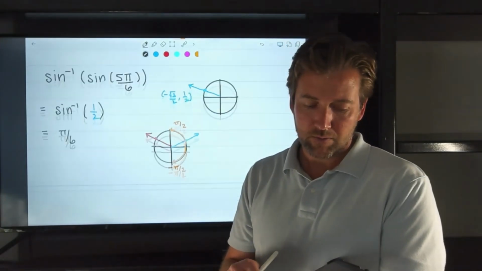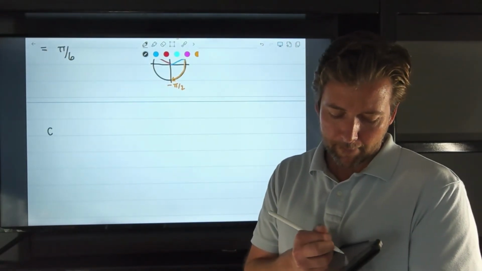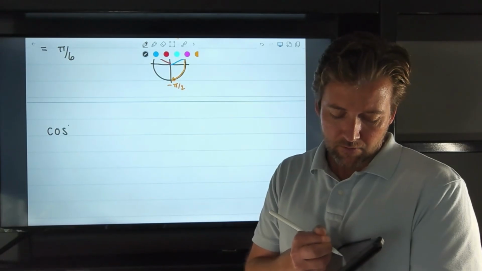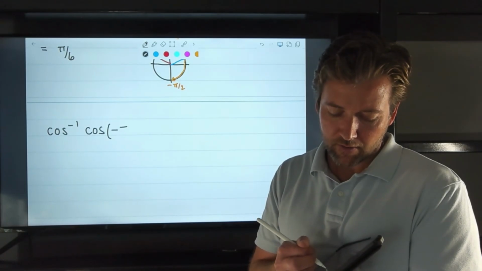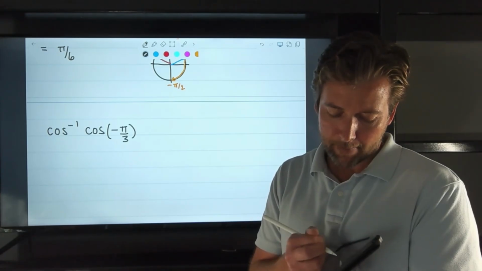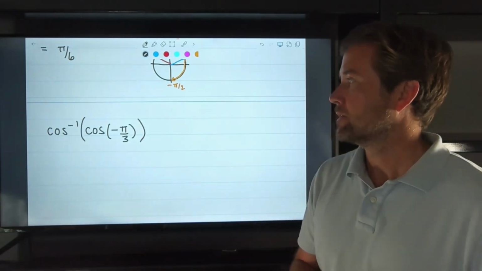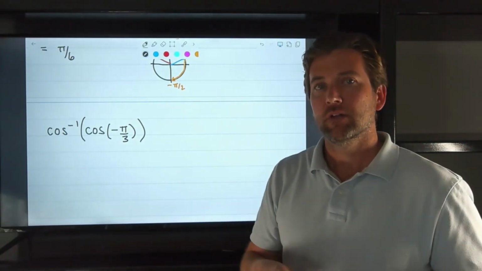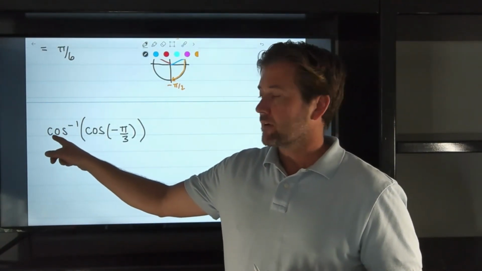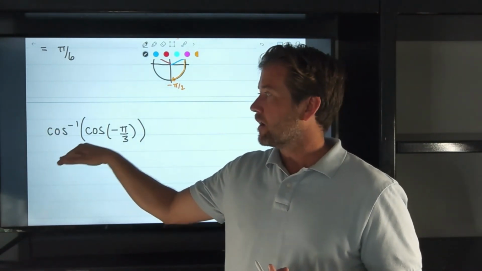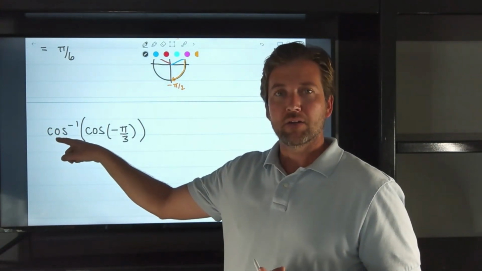Okay, let's do another one. The arc cosine of the cosine of negative pi over 3. Let's make sense of this problem before we solve it. Arc cosine is the very outer function. We have the arc cosine of something else. So I'm looking outside here.